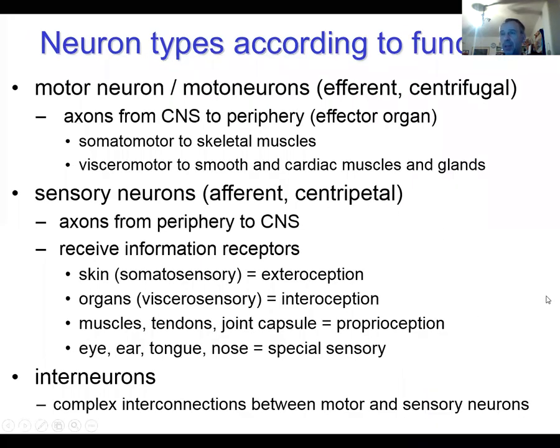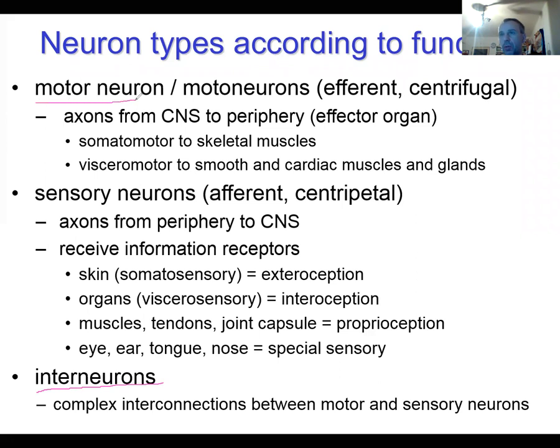Then we can divide the neuron types not according to the shape, but according to the function. So for this, we have three kinds of neurons. And in the peripheral nervous system, the motor and sensory are the most important. In central nervous system, it's mainly interneurons, which interconnect other neurons and also the neurons with motor and sensory function.